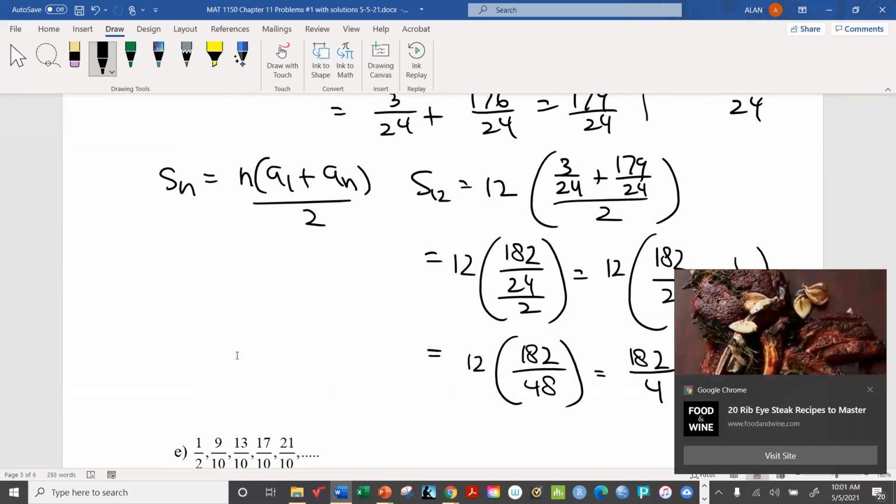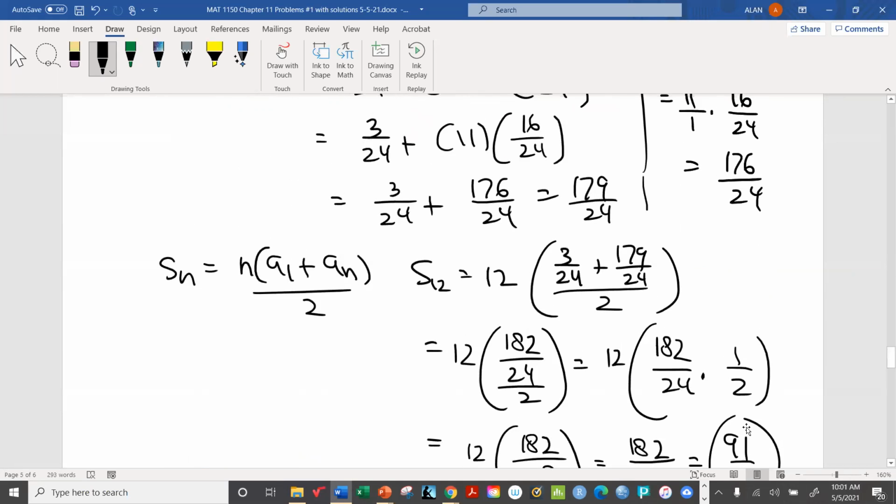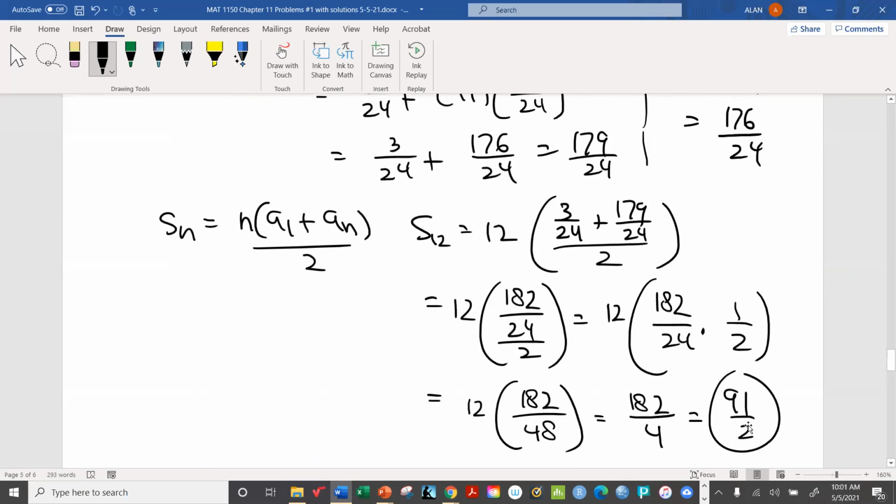All right, because clearly 91 is an odd number, and I think it's even prime. So we'll just leave it like that. Wow, what a mess that was. 91 halves is our sum, and the 12th term was 179 over 24. Ooh, I'll give you a second to recover from that one before we do the next one.